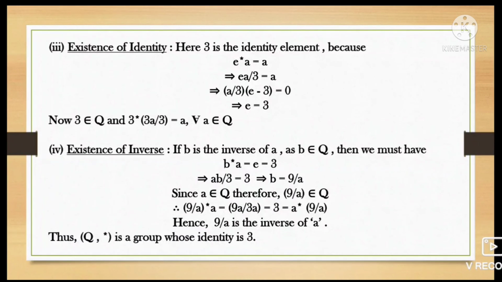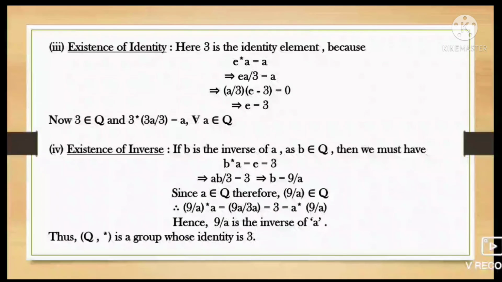Since A belongs to Q, therefore 9 by A will also belong to Q. So when we operate 9 by A with A, it will give 9A by 3A, which will be equal to 3, which will again be equal to A star 9 by A. So hence 9 by A is the inverse of A. In this question we can see that 9 by A is the inverse of A. Thus all the four properties are satisfied. Thus Q, star is a group whose identity is 3.